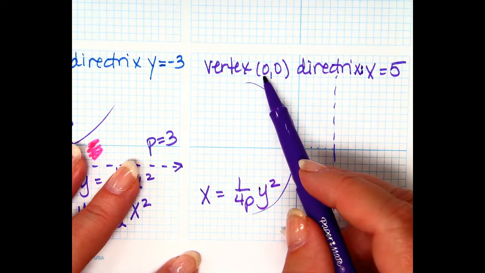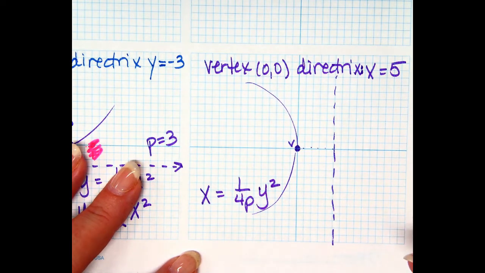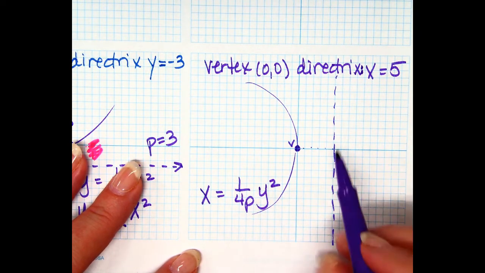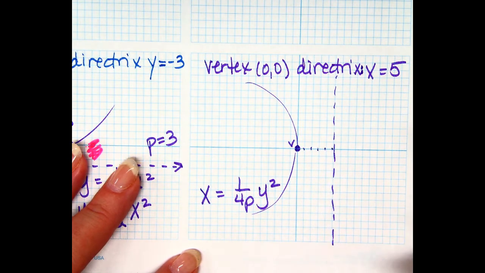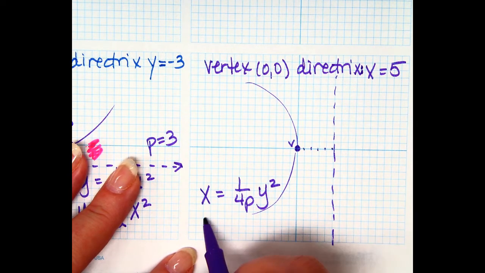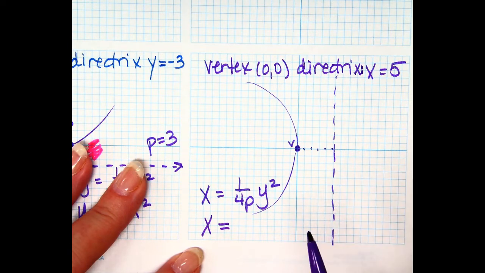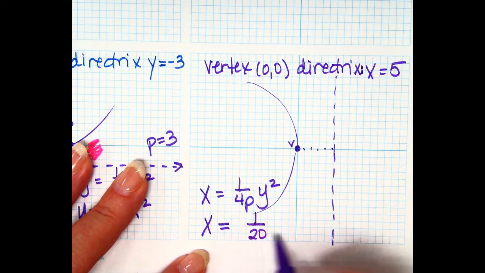Now, I chose that one in particular because the vertex is at 0, 0 already, right? It already told me that. Okay, so all I have left to figure out is what? P. What's P? 5, and how did I figure that out? I literally counted, right? So my equation is x equals, ooh, I don't want to mess up. So that's not wrong, so I'm going to go ahead and write it.